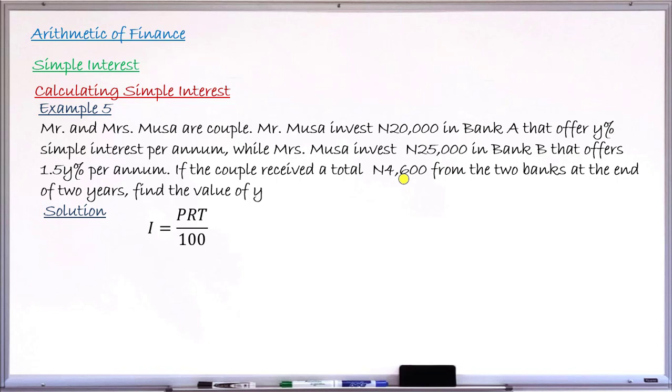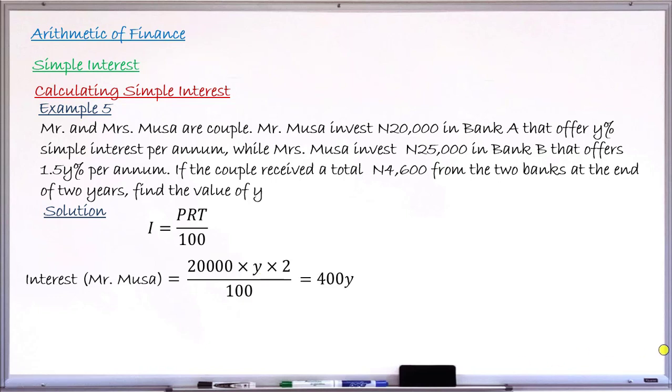So let me do that. Let me start with Mr. Musa. Interest for Mr. Musa will be equal to, substituted in this very formula, the amount he invested, 20,000, multiplied by the rate his bank offers, Y%, multiplied by the duration, which is 2 years given in the question. Reducing this to simpler form gives you just this value, 400Y. When you cancel these two zeros in 100 with these two zeros, you have remaining 200 times Y times 2, which gives you this 400Y.